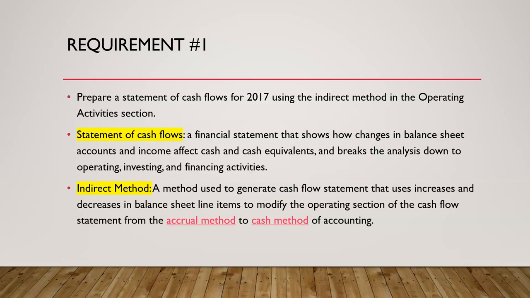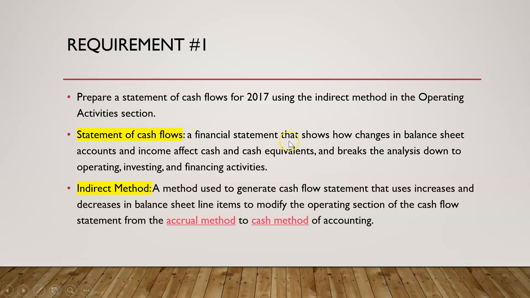Now, what's our requirement? The first requirement we have for the problem is to prepare a statement of cash flows for 2017 using the indirect method in the operating activities section. We need to know two things from this requirement. The first one is the statement of cash flows, and the second one is operating activities.